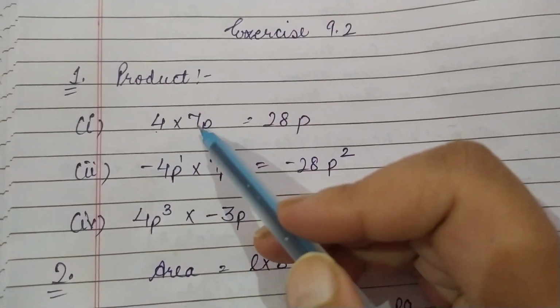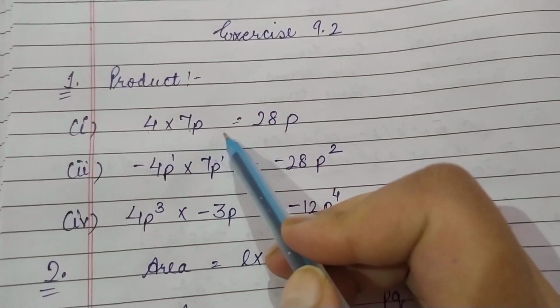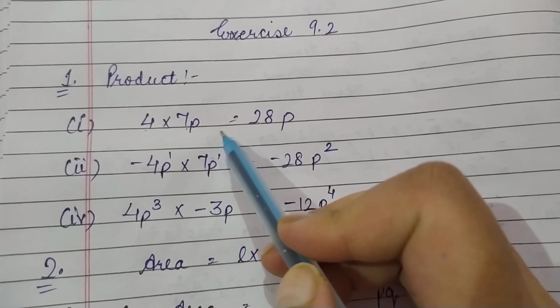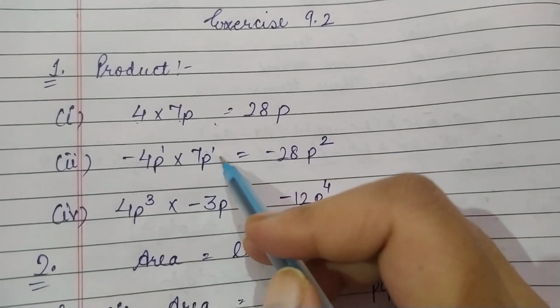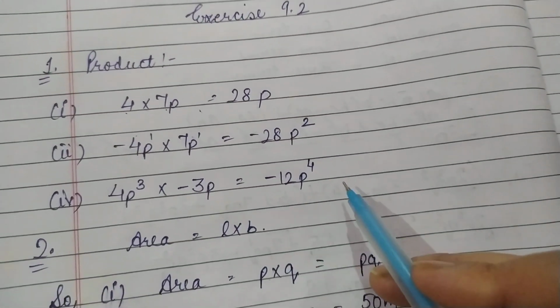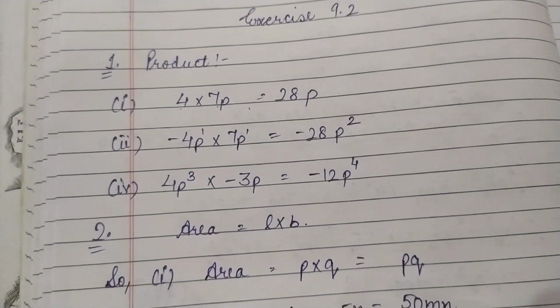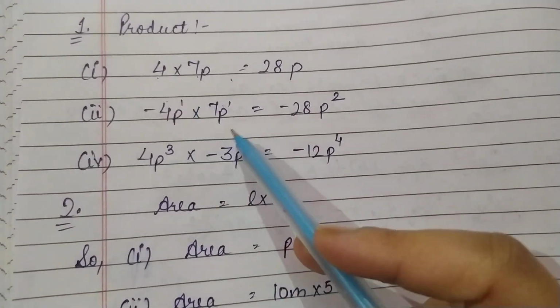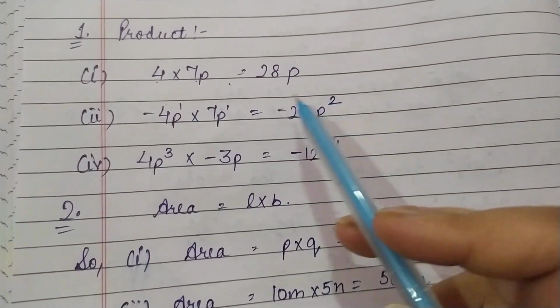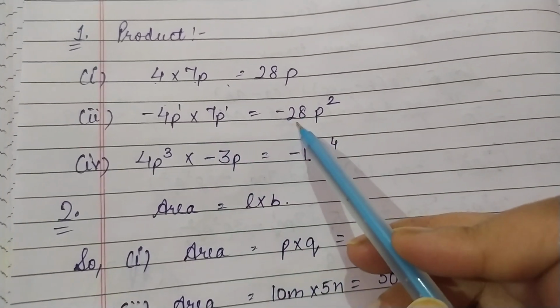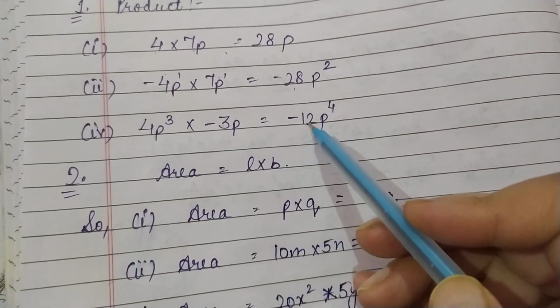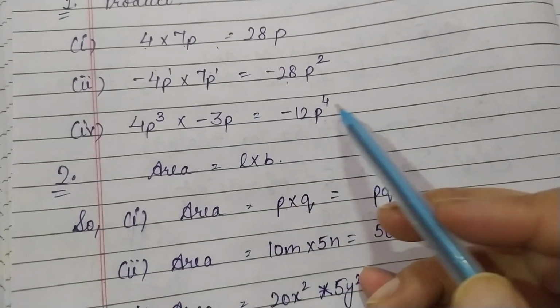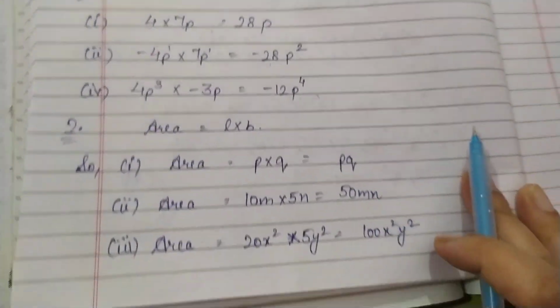You need to multiply coefficient with coefficient, and you need to see whether there are same variables or not. If there are same variables, you will add their powers, otherwise you will write them along. Like here P1 and P1 was same, so it becomes P2. Minus 4 into 7 is minus 28. 4 into minus 3 is minus 12, P3 P. So 3 plus 1 is P4.